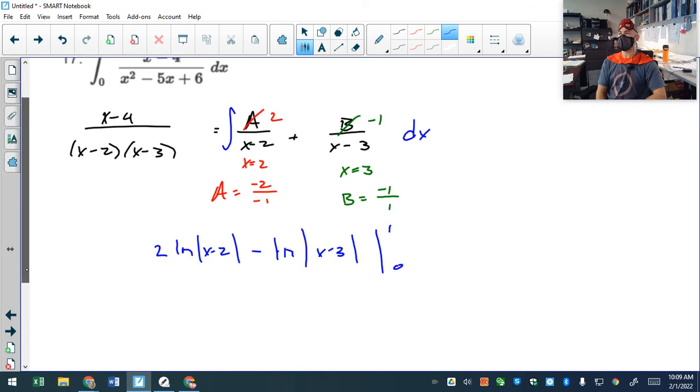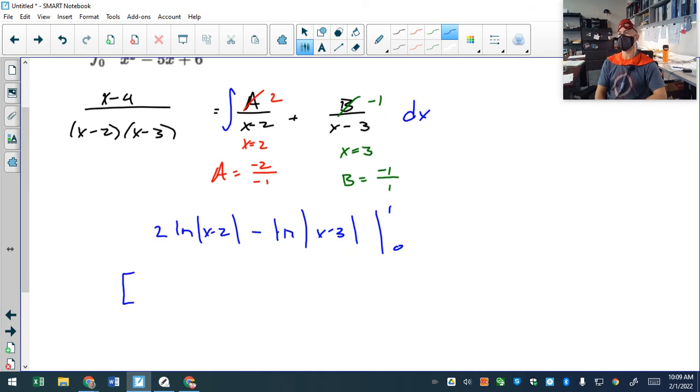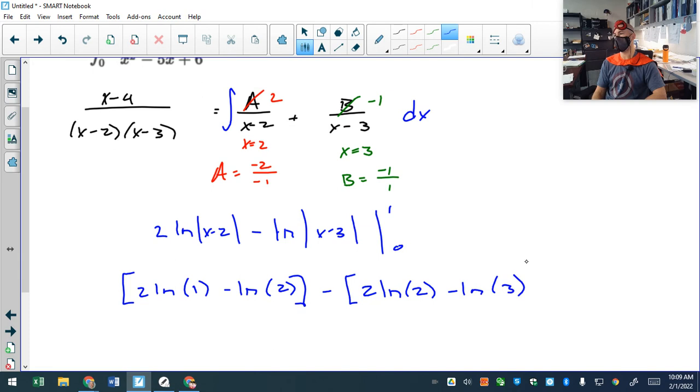See what happens. 2 natural log of the absolute value of 1 minus 2, in absolute values, would be 1. Oh, that's nice. Minus natural log of the absolute value of -2, minus 2 times the natural log of the absolute value of -2 minus the natural log of 3.